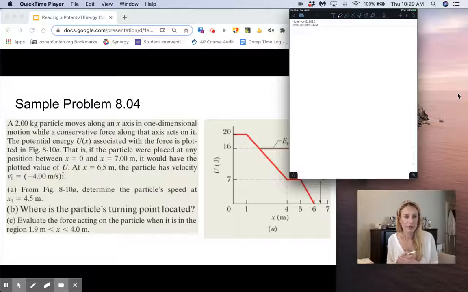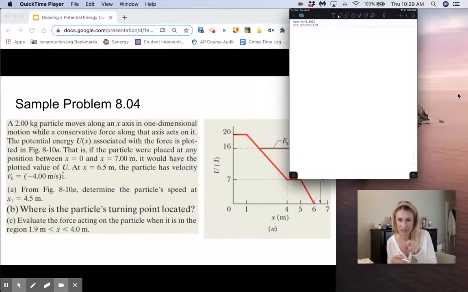All right, here's our example for potential energy curves. So we have a 2 kilogram particle that moves along an x-axis in one-dimensional motion while a conservative force along the axis acts on it. The potential energy associated with the force is plotted in figure 8-10a, which is shown here.